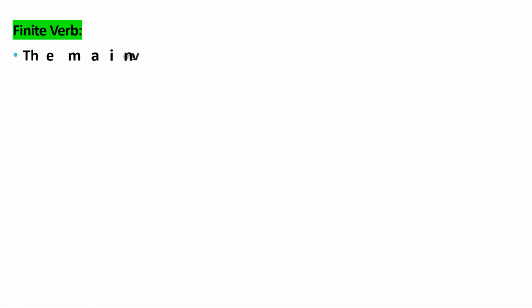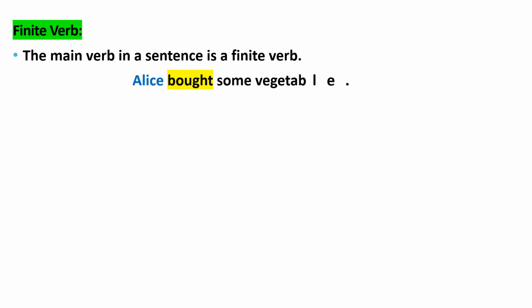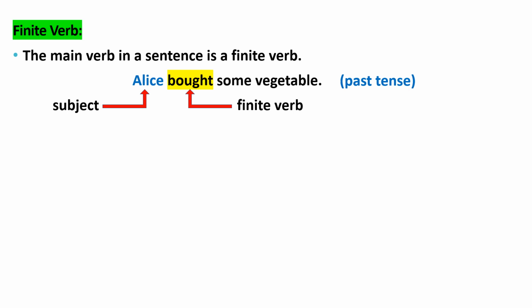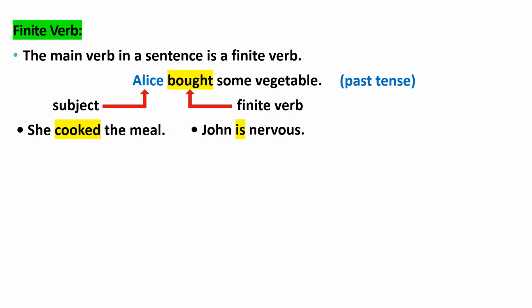Finite verb. The main verb in a sentence is a finite verb. The rest of the sentence is built around the root word. A finite verb has a subject and shows the tense. For example, Alice bought some vegetable. In this sentence, the finite verb is bought, the subject is Alice, and the tense of the verb is past tense. Some examples are: she cooked the meal. John is nervous. He was driving a car.